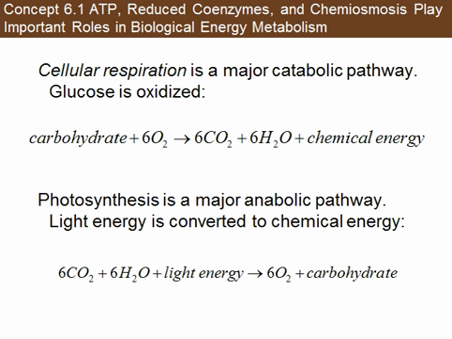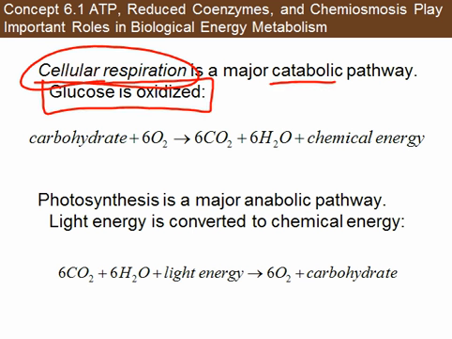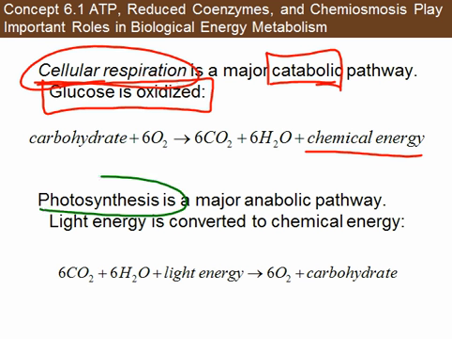Okay, here's a little overview of what cellular respiration and photosynthesis are and how they relate to each other. Important to note, cellular respiration is catabolic, and it results when glucose is oxidized. So the oxidation of glucose is a catabolic process. Also, chemical energy is released during the catabolic process, so this would be exergonic. Photosynthesis, we'll go green, why not? Photosynthesis is an anabolic pathway, and it's endergonic because energy needs to go into the reaction.